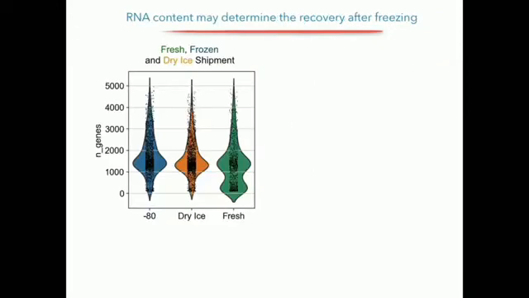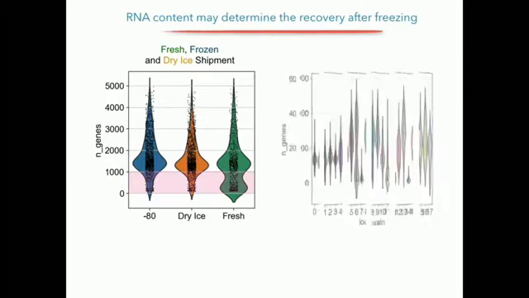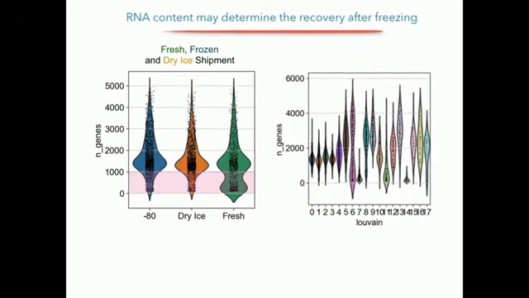We dug a little deeper into why this is happening, and we found that when looking at the profile of the fresh samples, there's a bimodal distribution of the RNA. But with dry ice and -80, this species which expresses a lower number of RNAs is completely gone. The same is true when you look at the individual clusters. The clusters we specifically lost during freezing were hepatocytes and Kupffer cells, and some of these cells were expressing less RNA.